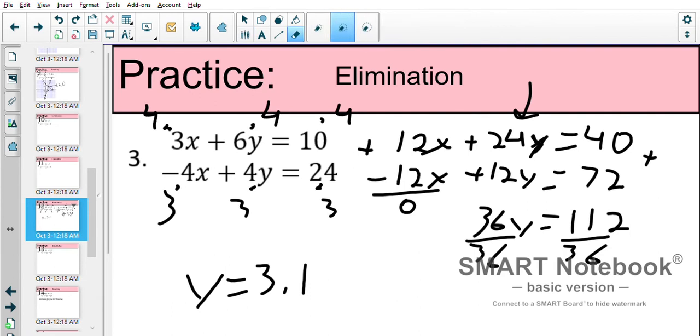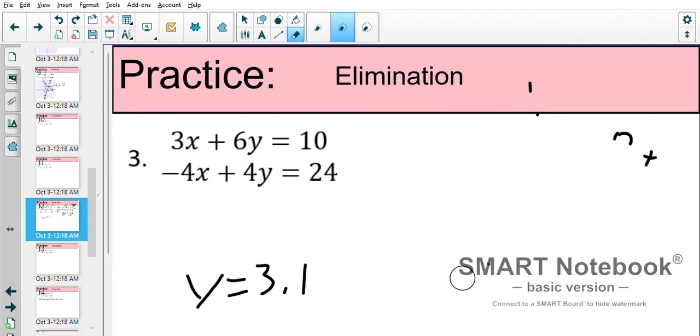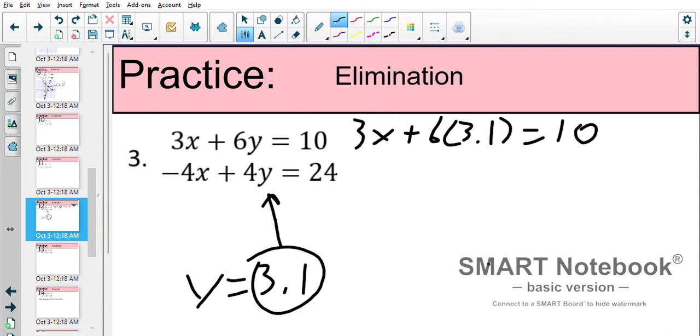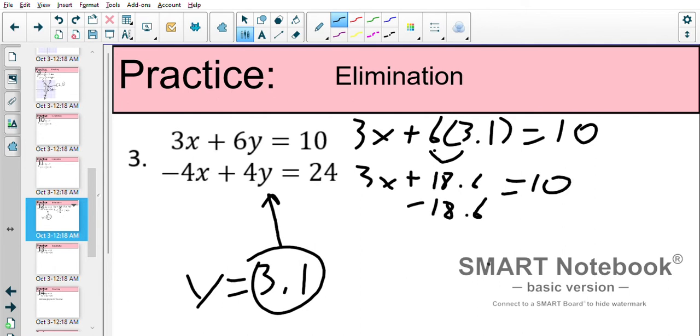So let me erase some stuff, and we will figure out our x value from here. So I like the top one in this case because I don't have to deal with as many negative numbers. Again, these will work in either one of these y's, so you can plug it in the top or the bottom. Plugging it in the top, that would give us 3x plus 6 times 3.1 equals 10. Okay, 6 times 3.1 would give us 18.6. We get 3x plus 18.6 equals 10. Get rid of that 18.6 by subtracting on both sides. That'll give us 3x equals negative 8.6.